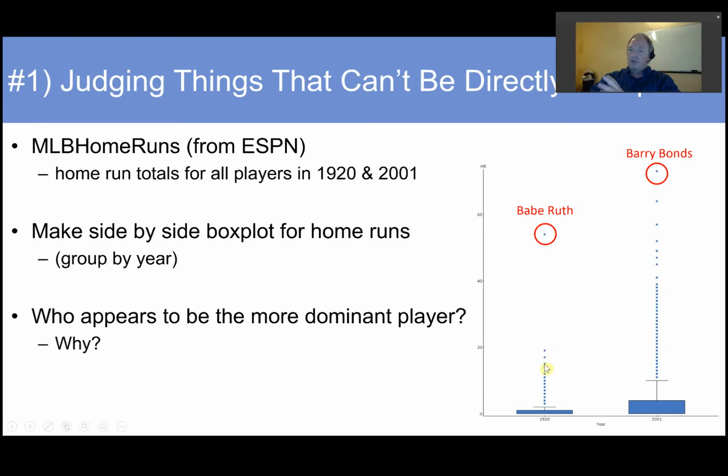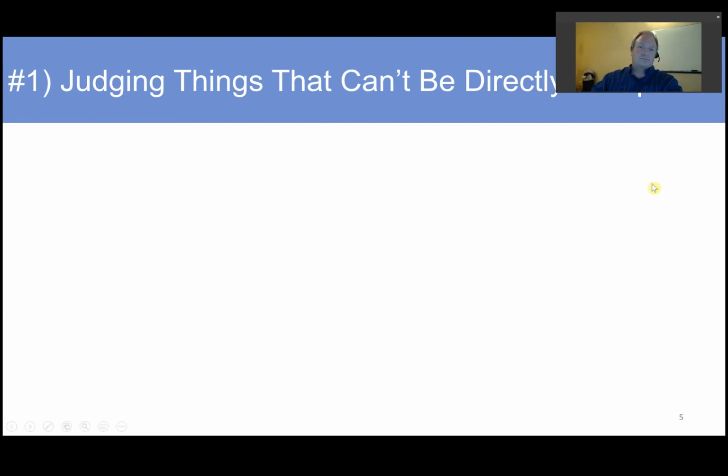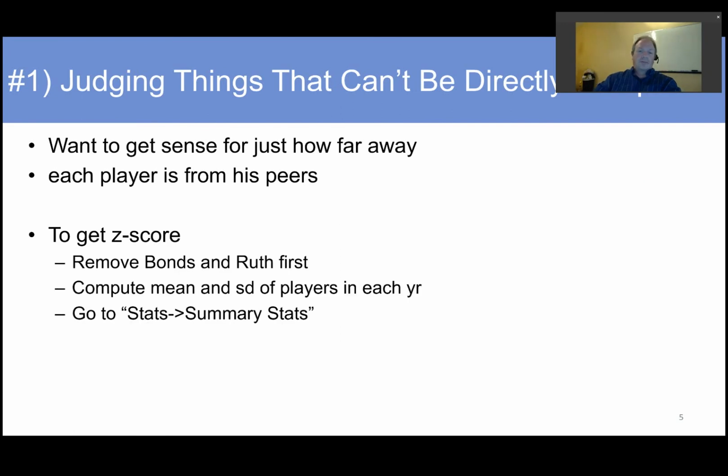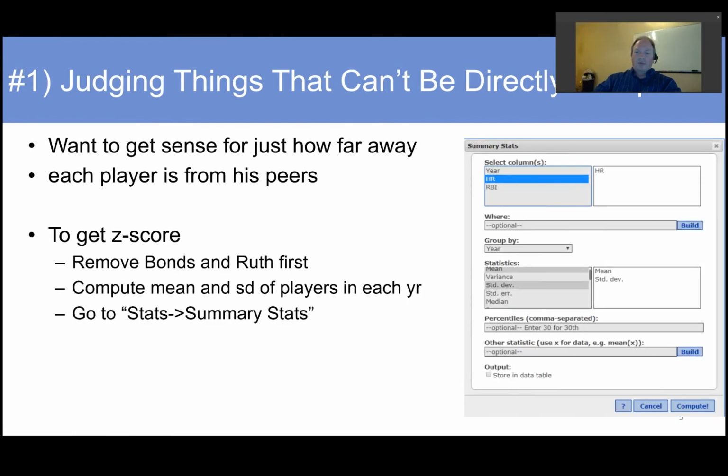Remember how we compute the z-score? We take the data value minus the mean. Well, Babe Ruth is going to inflate the mean, okay? So we want to look at the average without him of the other players and then compute his z-score relative to these values. Barry Bonds will inflate it, but only slightly, okay? So we go ahead, we compute these values, okay?